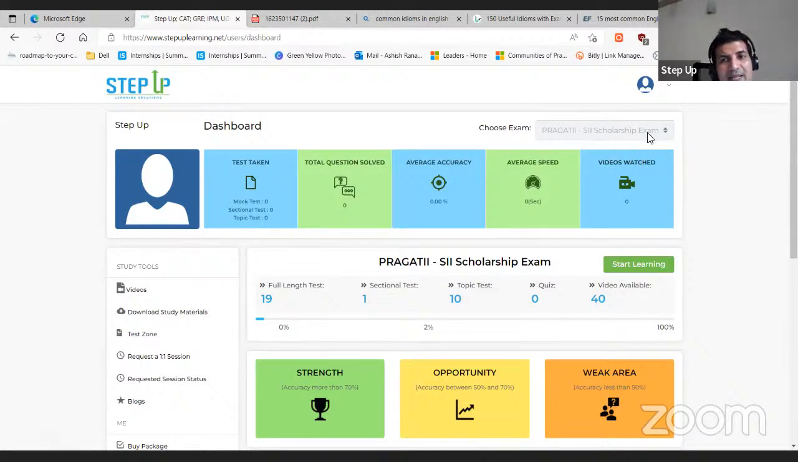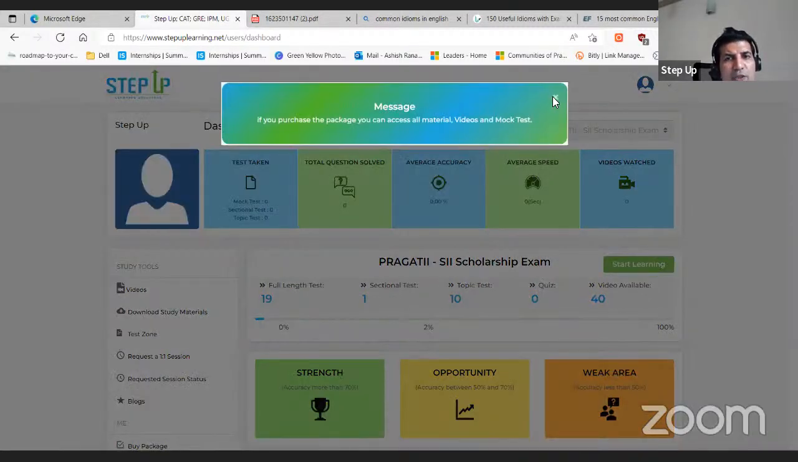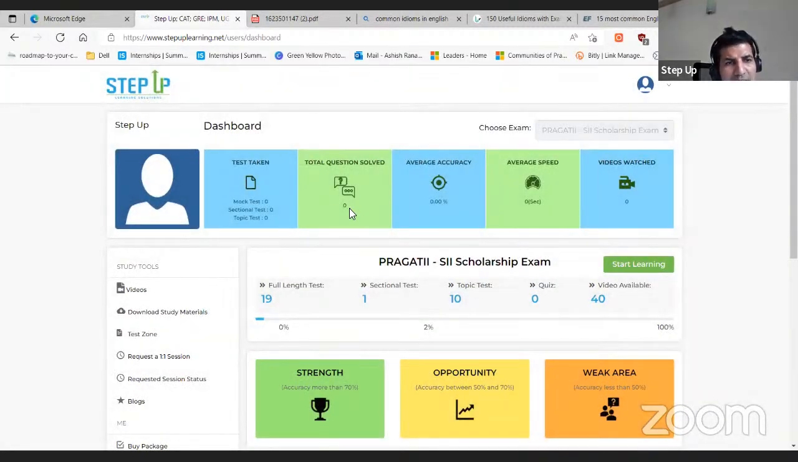Don't choose any other random exam like CAT, GRE, or any other exam, okay? Yours is SII Scholarship Exam, Study in India Scholarship Exam. PRAGATII is the name of the exam that you're going to give. So please choose that. Once you log in, you will be inside the portal, right?